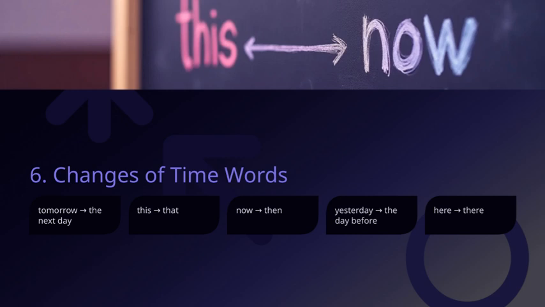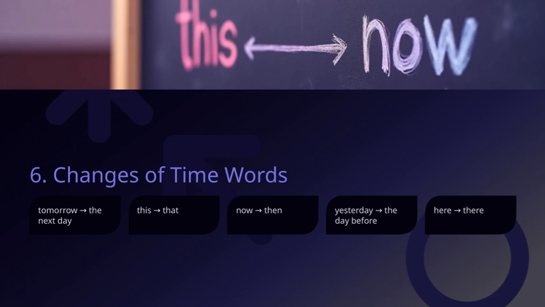Then we have now, which can change to then, when you're describing something that happened at a different time in the past or future. It's a simple but important shift to keep your communication clear. Similarly, this often turns into that when you're referring to something farther away in space or time. It's a way to distinguish between what's close and what's more distant in your conversation. And finally, tomorrow becomes the next day. This helps clarify when you're talking about the day after today, especially when you're discussing events in a sequence.